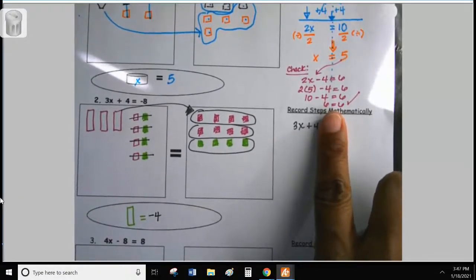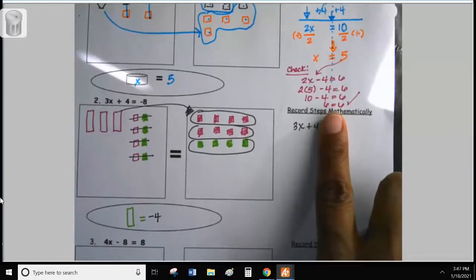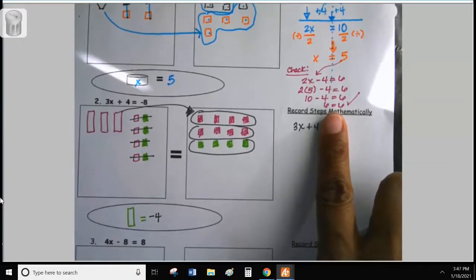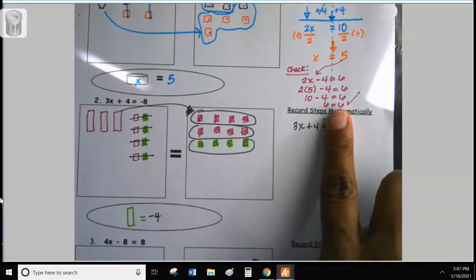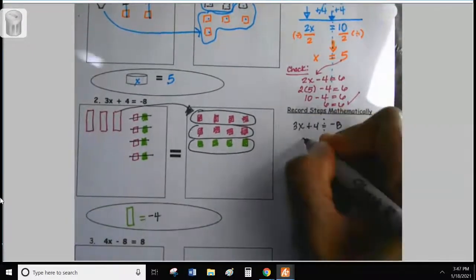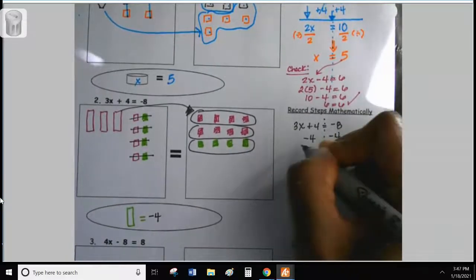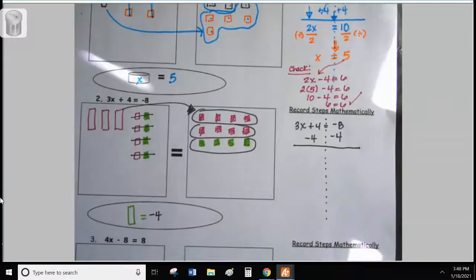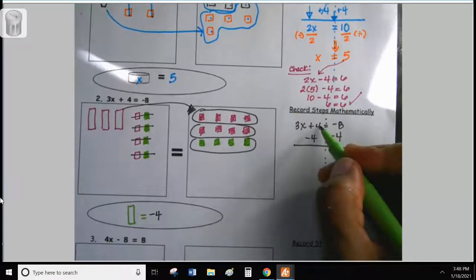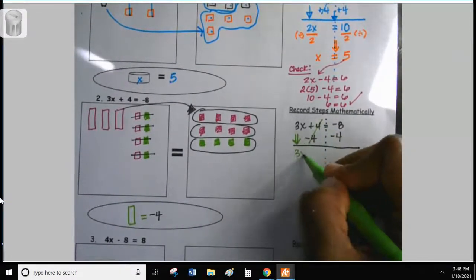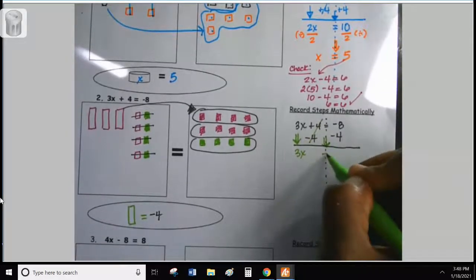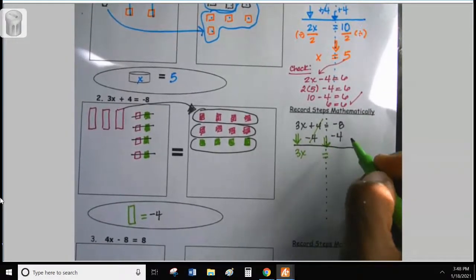So what's on the side with x? We have 3x and we have plus 4. So I can easily get rid of this 4 fast by doing the opposite of addition, which is subtraction, and subtracting 4 from both sides. So if I subtract 4 from both sides, what I end up with is positive 4 and a negative 4. Those zero out. I bring down my 3x. I bring down my equal sign, and then I have negative 8 and a negative 4.